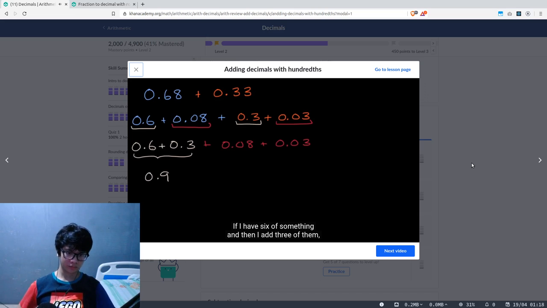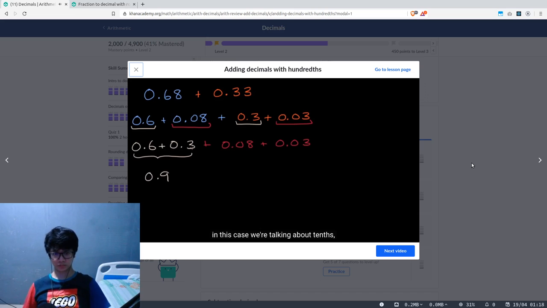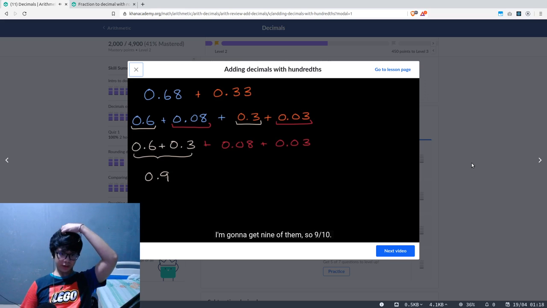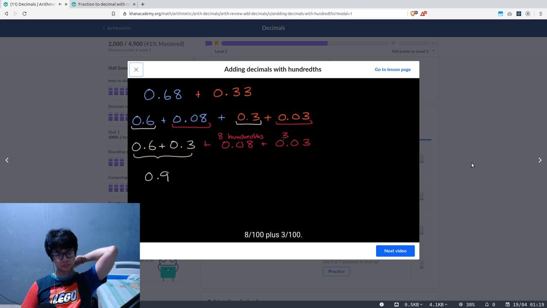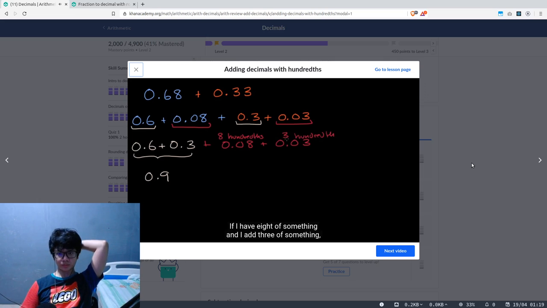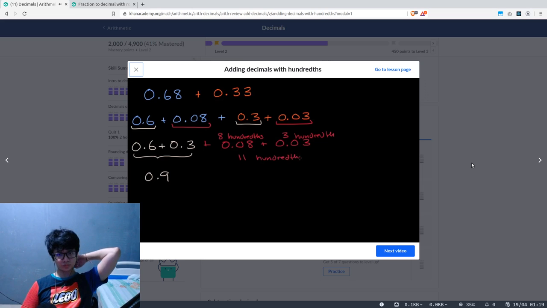9/10. If I have 6 of something and then I add 3 of them, in this case we're talking about tenths, I'm going to get 9 of them. So 9/10. And so what's this going to be? Well, you could view this as 8/100 plus 3/100. So if I have 8 of something and I add 3 of something, that's going to get 11 of that something. 11/100.